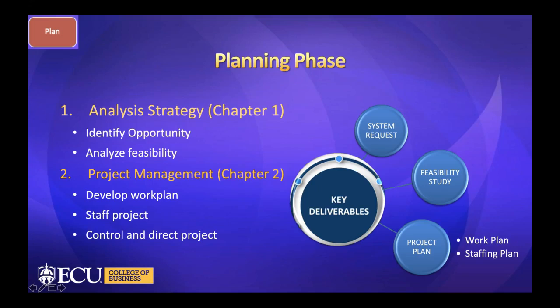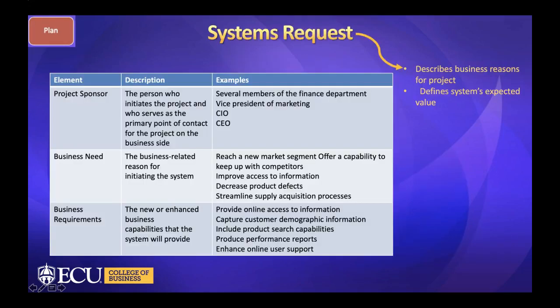In the previous section, we talked about the key deliverables of the planning phase to include systems request and feasibility study. So I'm going to now talk about these two elements. A system request describes business reasons for a project. It defines the system's expected value for the business. And it has these elements.